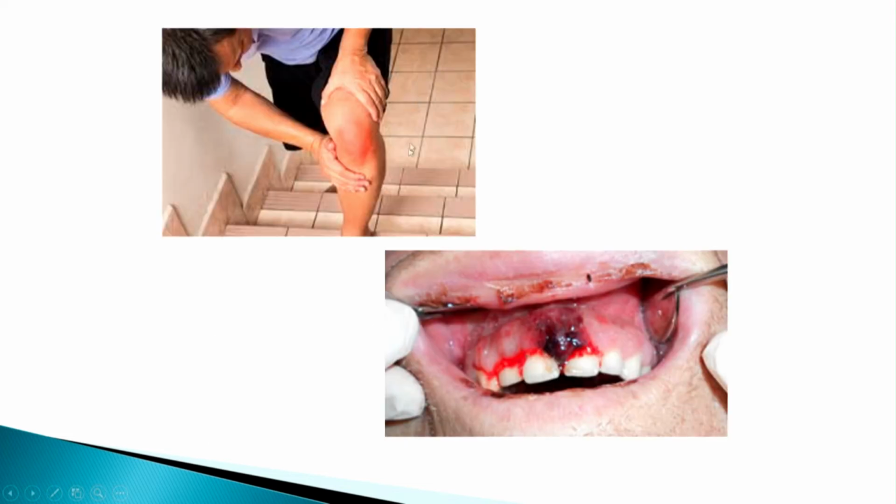Here we can see this is hemarthrosis, bleeding in the joints and the knee joints also, and here also we can see there is ulceration and spontaneous bleeding in the gingiva, and this is also one of the oral complications of bleeding disorders such as hemophilia.